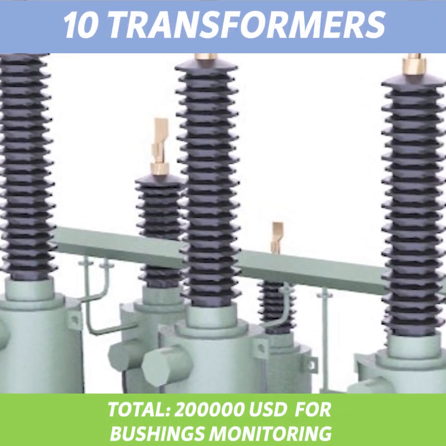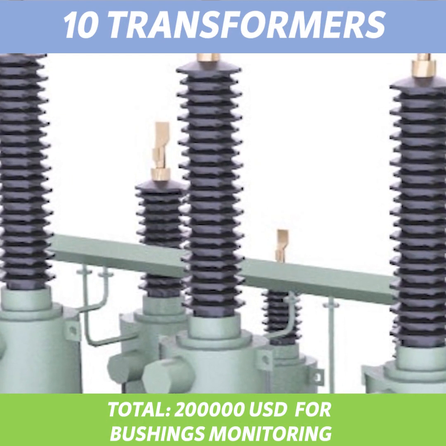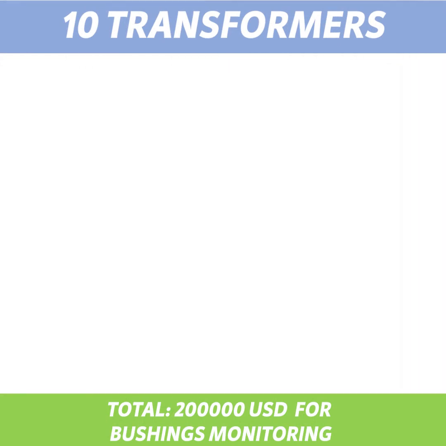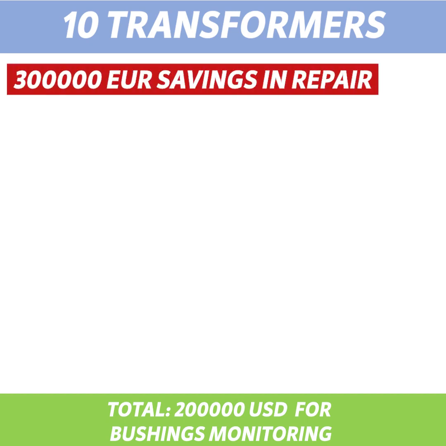If you have a fleet of ten power transformers and you apply basic bushing monitoring on all units for the complete lifetime of 45 to 60 years, you will need to pay a total of approximately $200,000 US during the complete life cycle for bushings monitoring on all 10 transformers for 50 years. For this amount you are getting $300,000 savings in repair, savings that will allow you to cut down on the contingency plan and reduce repair expenses.